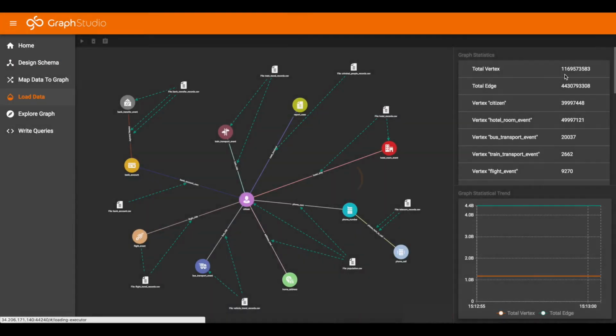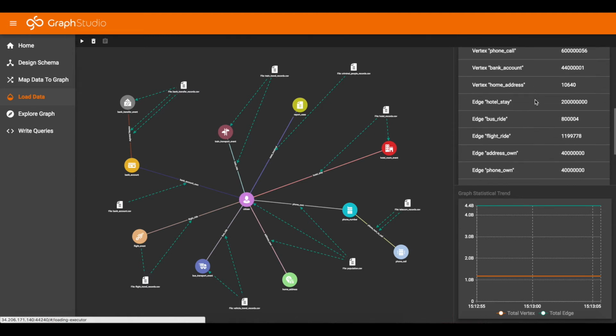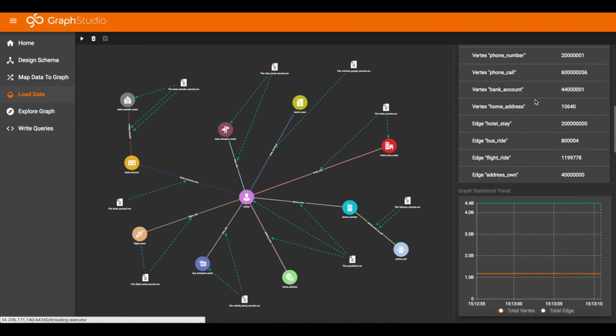Now let's take a look at the graph statistics. We have a huge data set, 1.2 billion vertices and 4.4 billion edges in this graph. And if you scroll down, you can see how many there are of the specific vertex and edge types.